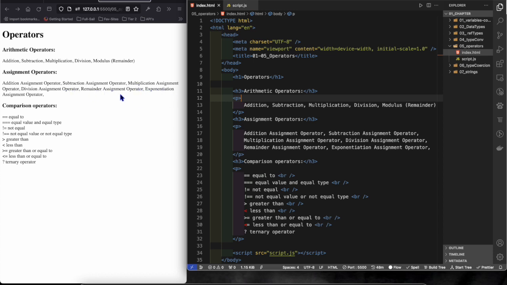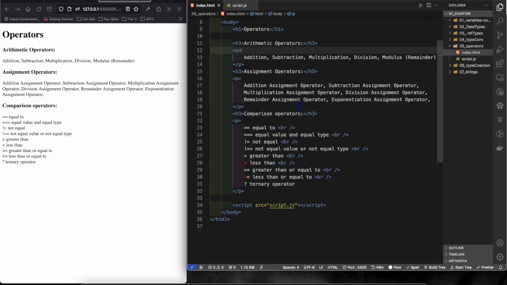exponentiation assignment operators. And for comparison operators, we have the double equals, which is equal to, the triple equals, which is equal value and equal type, not equal, and not equal value or not equal type. We have the greater than, the less than, the greater than or equal to, and the less than or equal to, and then we have the ternary operator. We'll be going over them now.